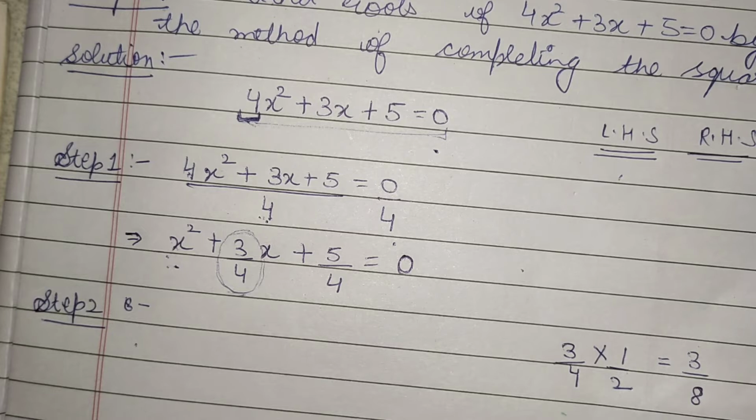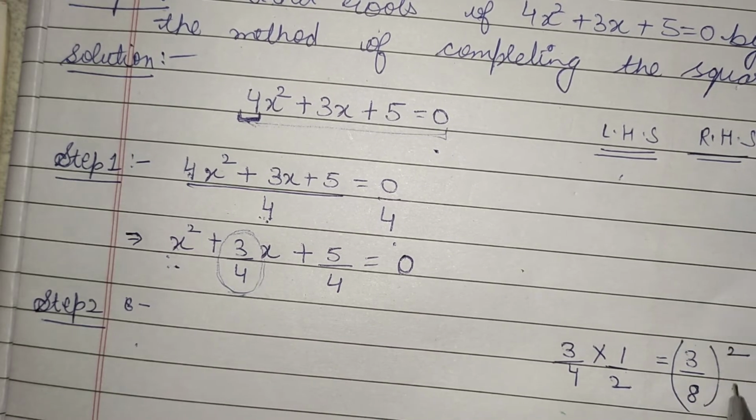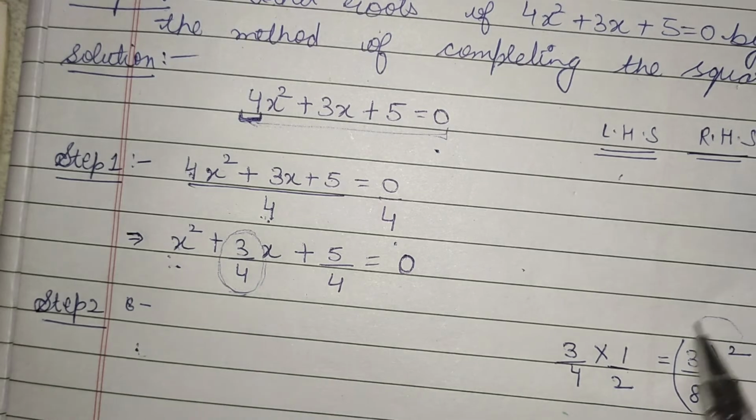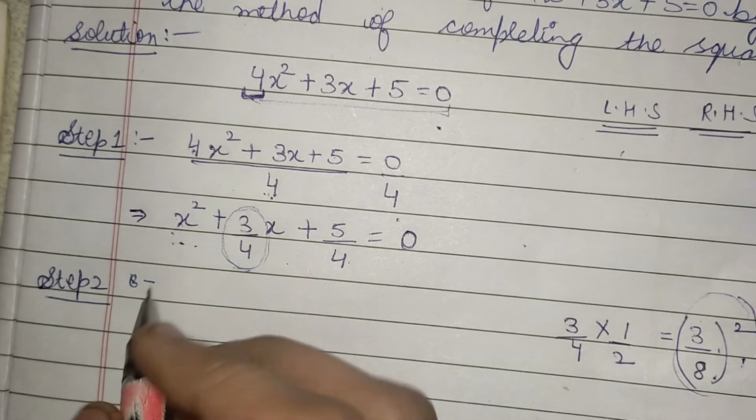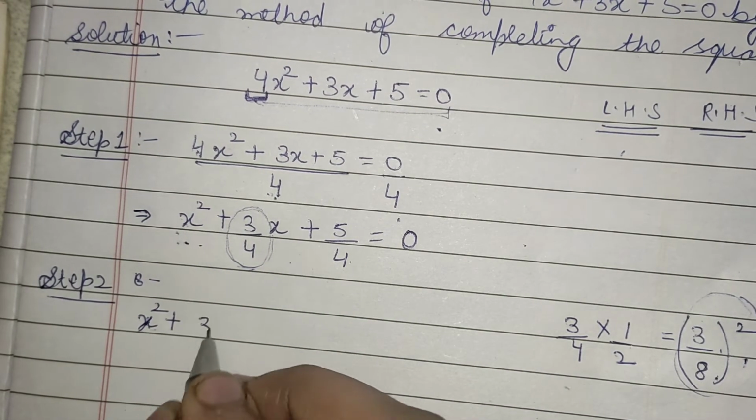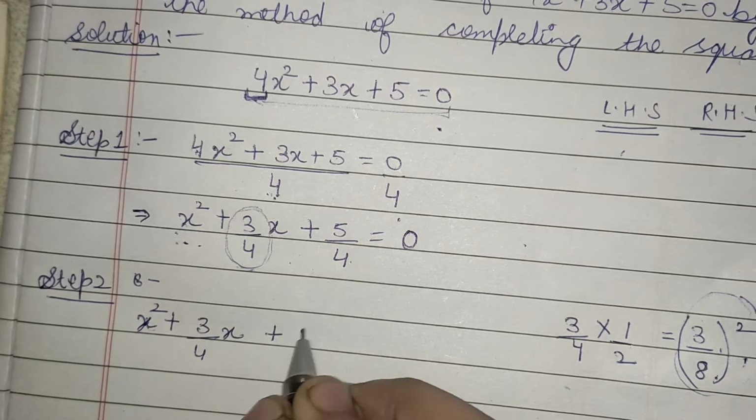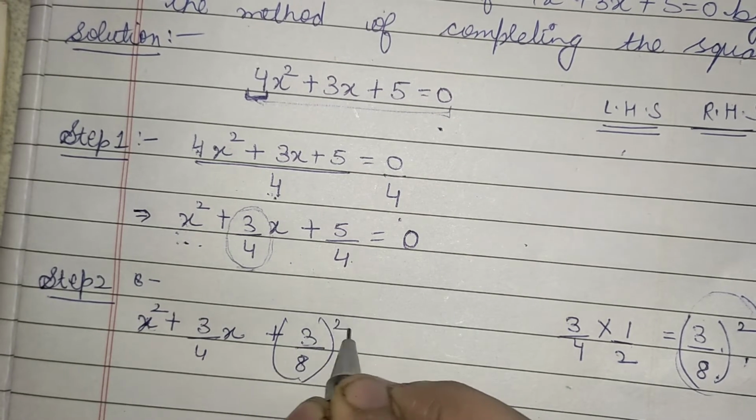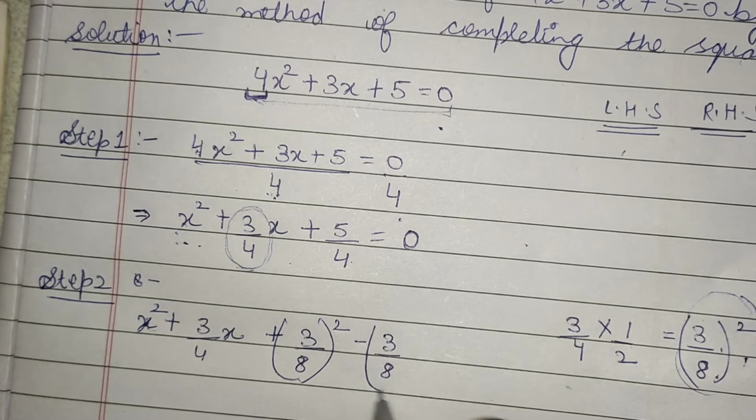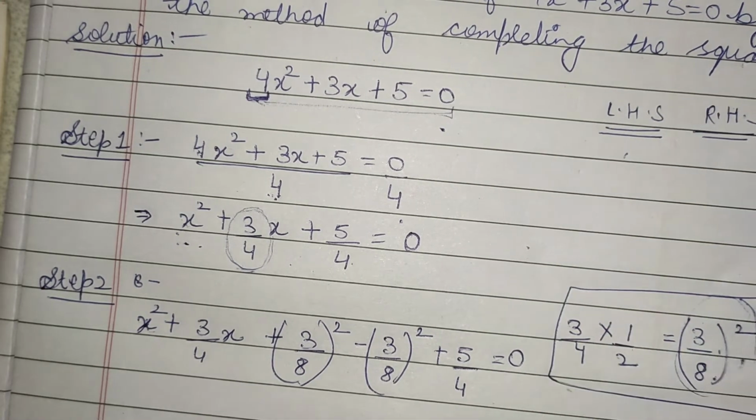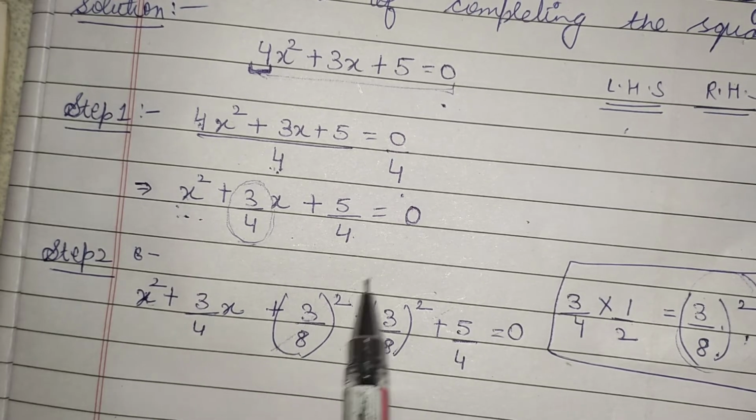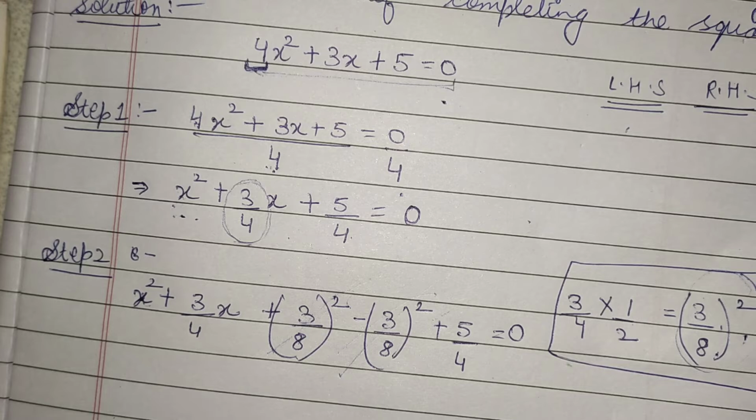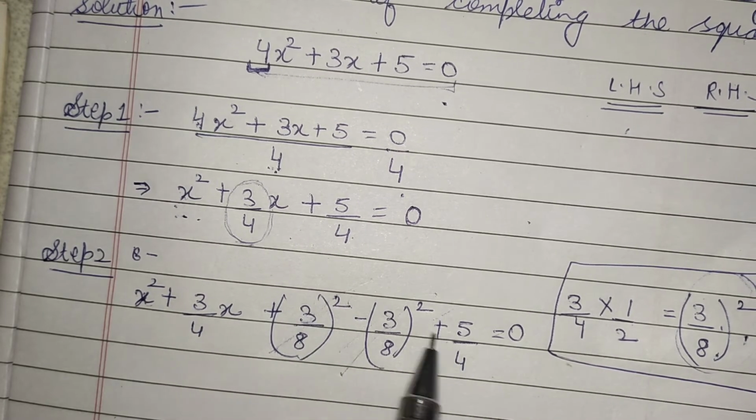3 by 8, and do the square of this term, and add this term and subtract this square term in the given equation. Okay, so x square plus 3 by 4x plus (3 by 8) whole square minus (3 by 8) whole square plus 5 by 4 is equal to 0. Understood? So it's not going to have any impact on my given equation because it will simply get cancelled out, right? So the rest of the equation will remain as it is.